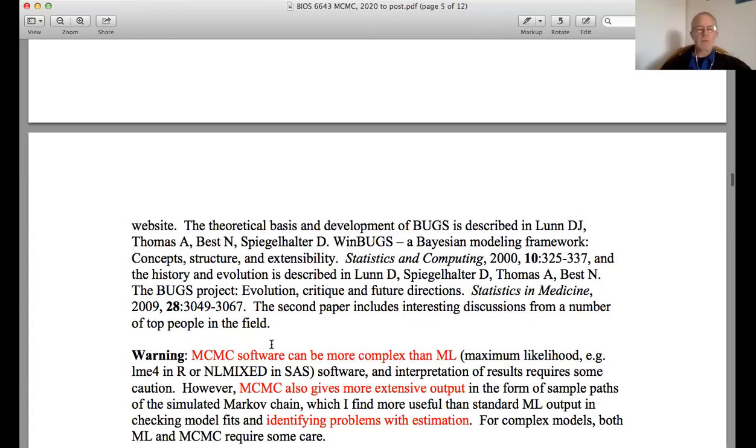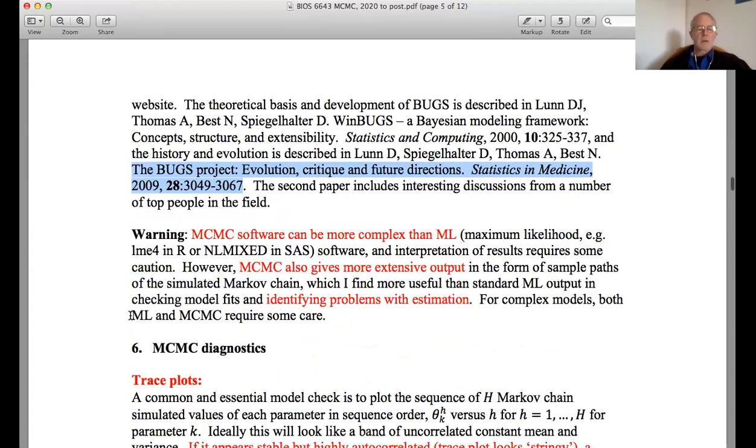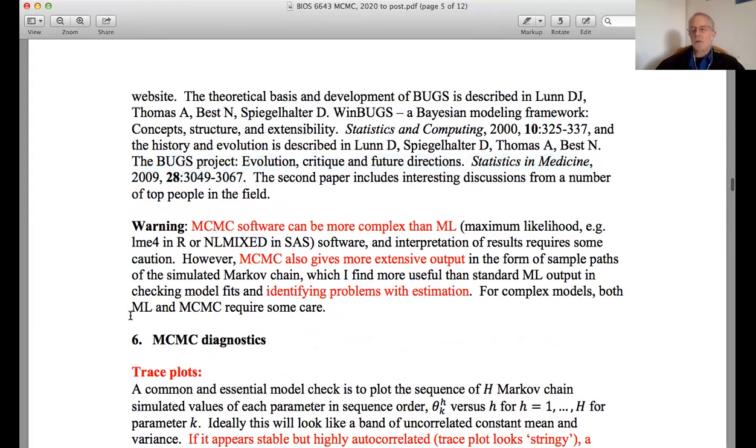Oh, and there's a cool follow-up paper about 10 years after they put out the original BUGS. They got together and did a retrospective, asking what they liked and what they did not like. If you're interested in data science and computing, this is a fun read. Okay, any questions on the software?